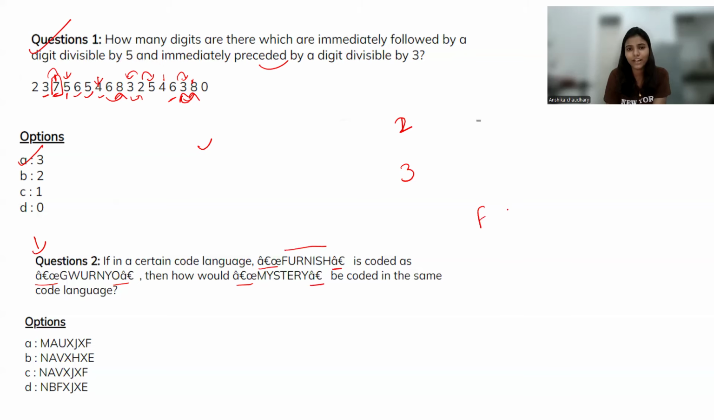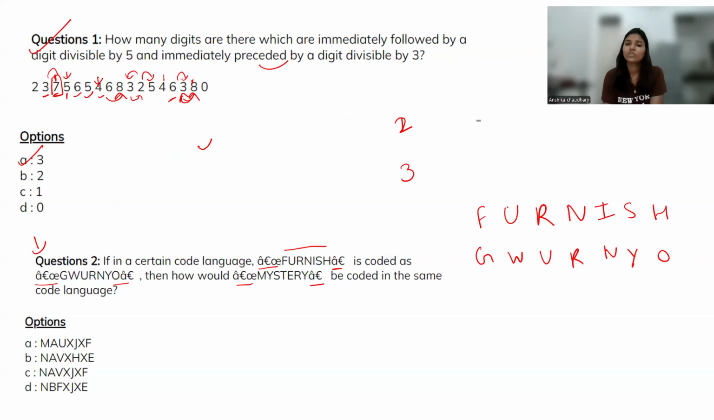So I am writing here S-U-R-N-I-S-H. This is I, okay? Now, if it is written as G, W, U, R, N, Y, O. So we will update their positions. So F comes on 6th place, U on 21, R on 18, N on 14, I is on 9, S is on 19, H is on 8.